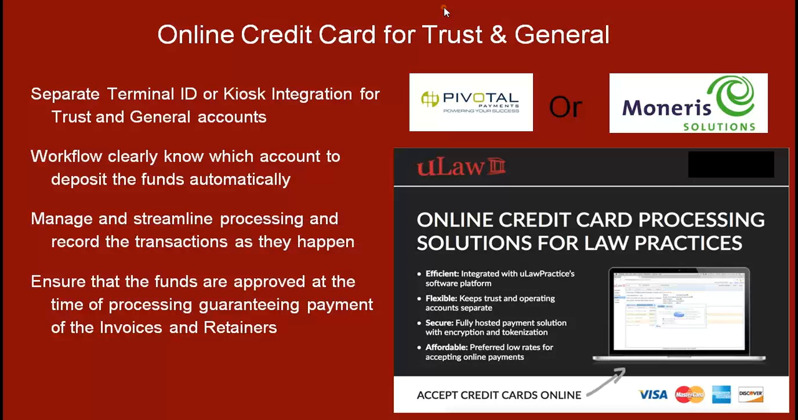Okay, by separating the terminal IDs or kiosks between trust and general, you connect those two kiosks that they provide you with: your actual trust account in your bank, maybe TD or RBC, and the general kiosk being directly connected to your general account bank. Okay? And the fact that it's directly connected makes it easy for the workflow to clearly identify which account the money is being deposited into and withdrawn from, depending on the situation.